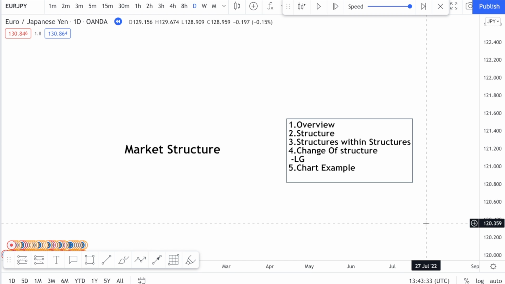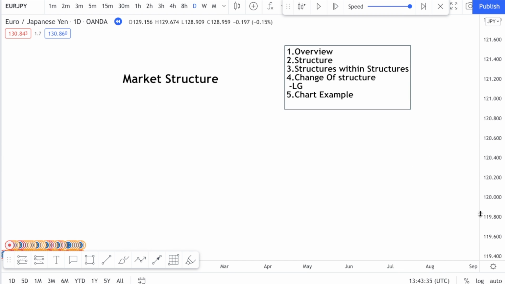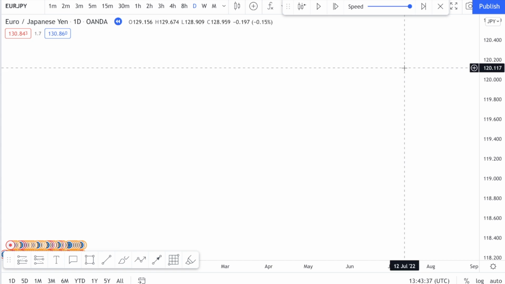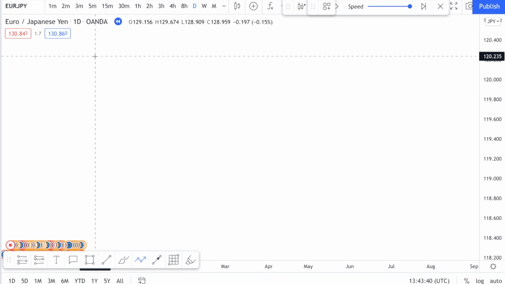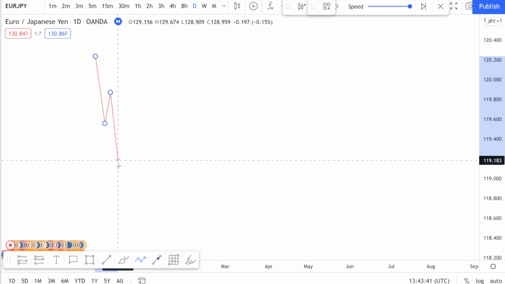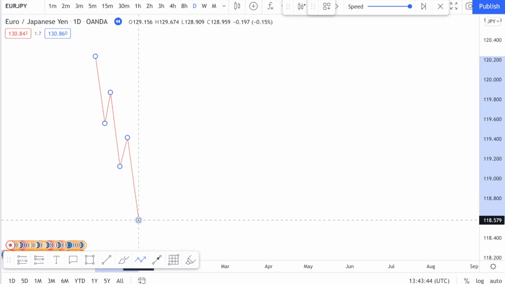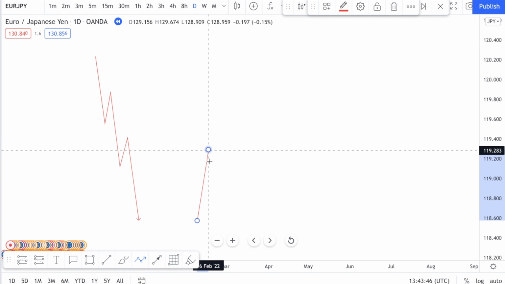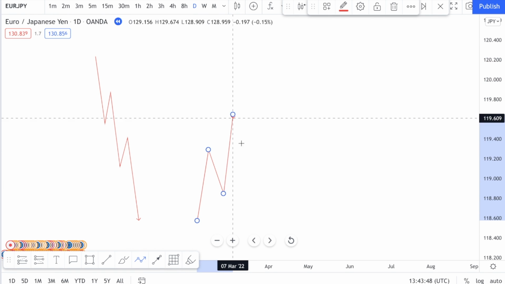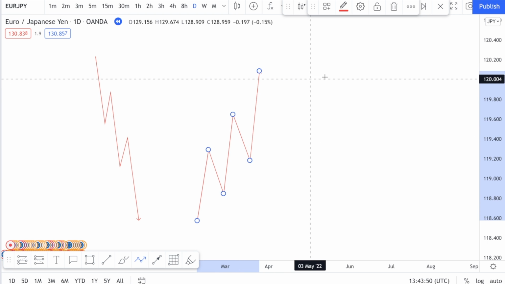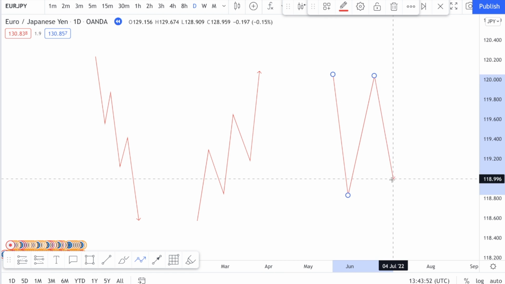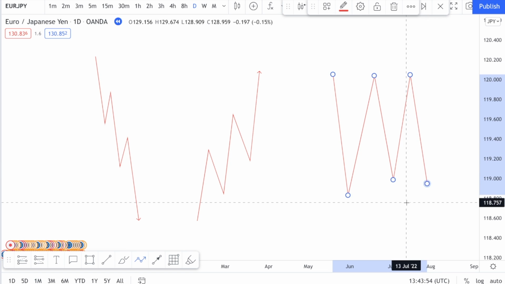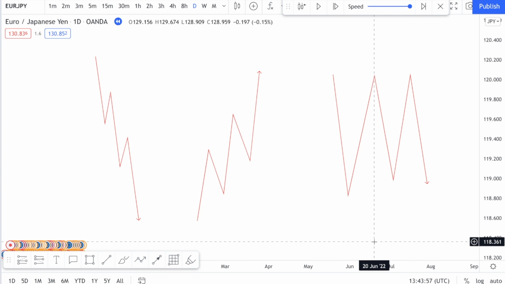But when I say you don't need to complicate it, what I mean is the market can only move in three different ways. It can make lower lows and lower highs. It can make higher highs and higher lows. Or it can just consolidate. And that's it. These are the only three market structures that you're going to find, so there is no need to complicate it.